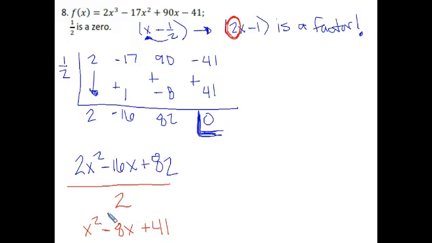Just like before, this is a factor. This goes in evenly into our polynomial, just like 2x minus 1 would, because we got a remainder of 0. So we want to try to factor this to find our other solutions, but there really aren't any numbers that multiply to 41 but add to -8. So if factoring is not an option, we always go for the quadratic formula.